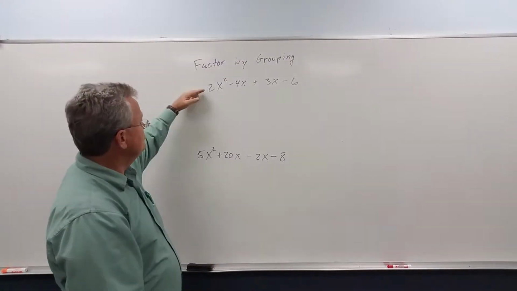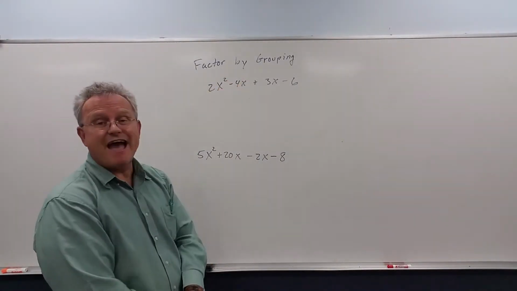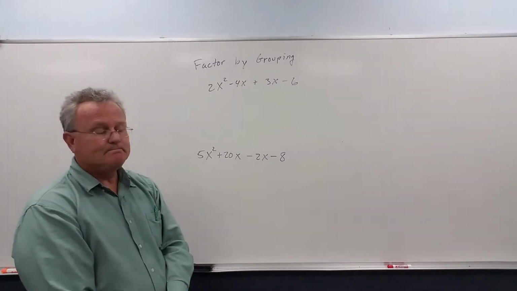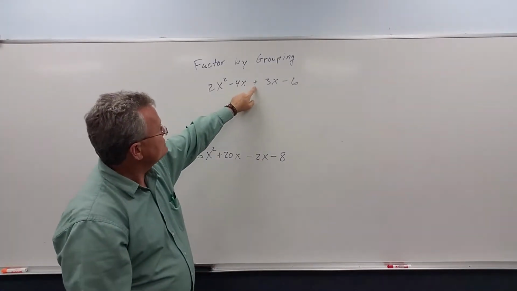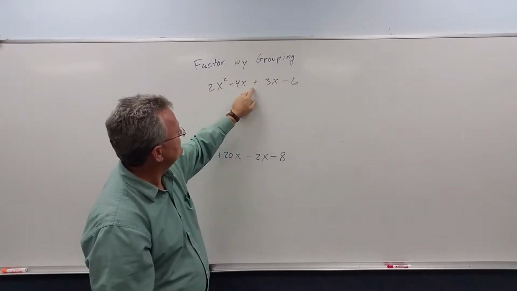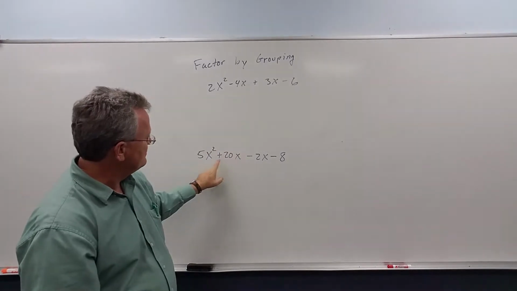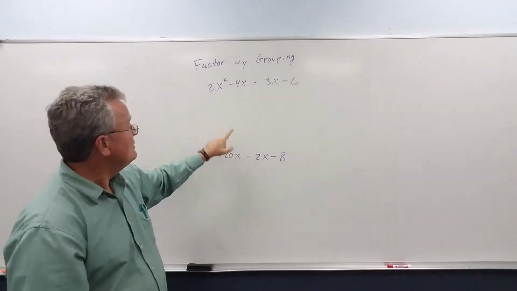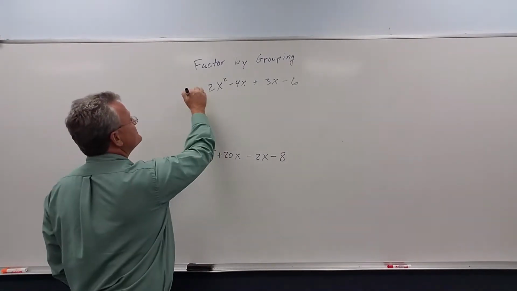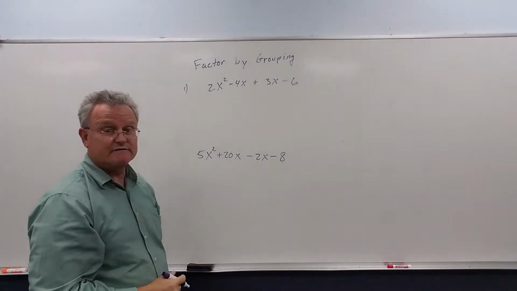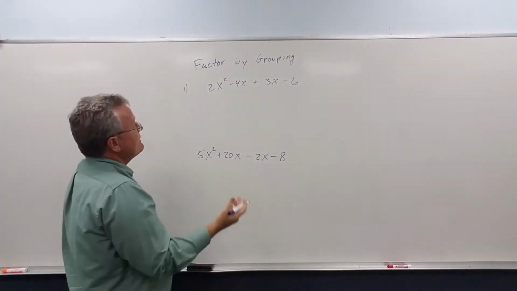Now we're going to do two problems, and we're going to factor these by this method called factor by grouping. Note the sign right in the middle of the first one is a positive. Notice the one down here, the sign in the middle is a negative. When I factor this first example, when the sign in the middle is a positive, that's what we want. It's all ready to go.